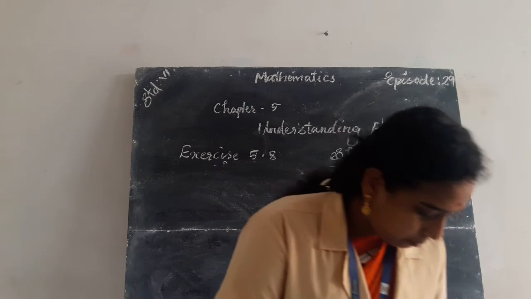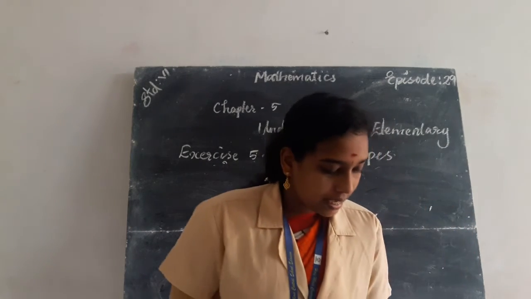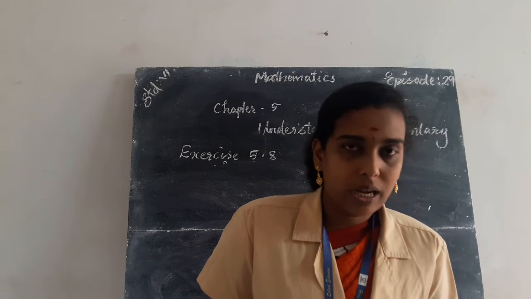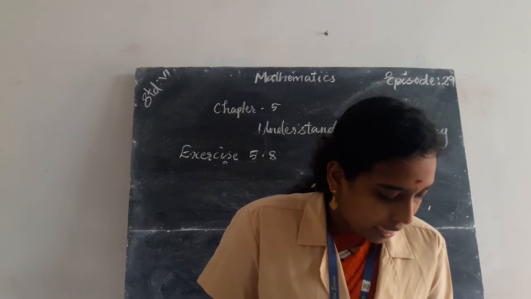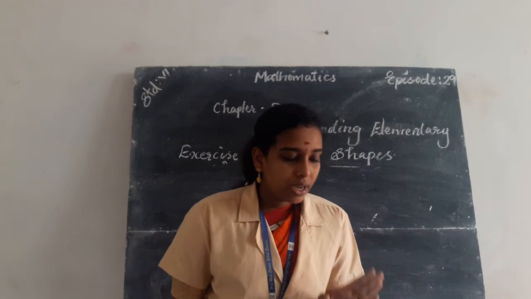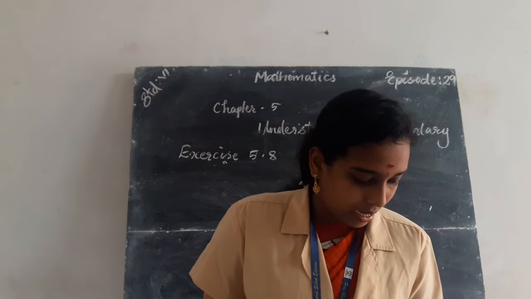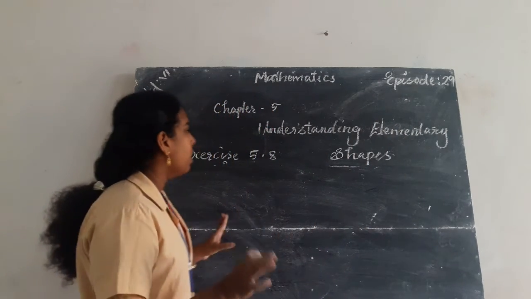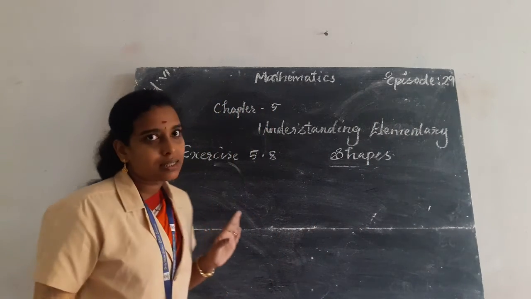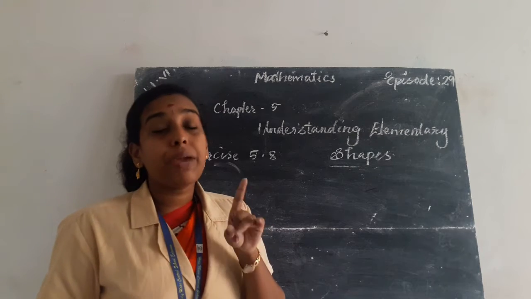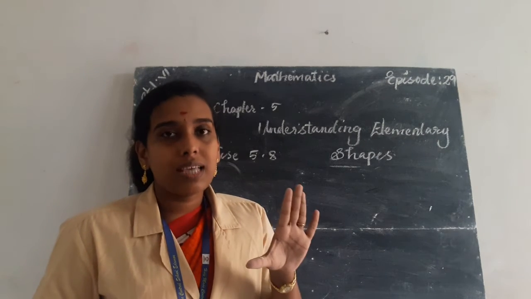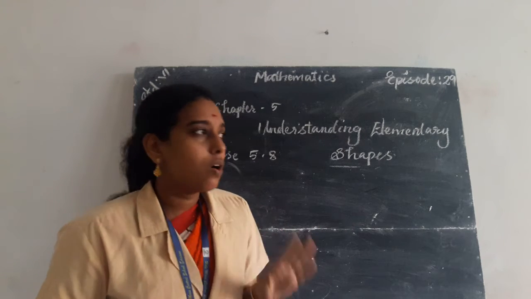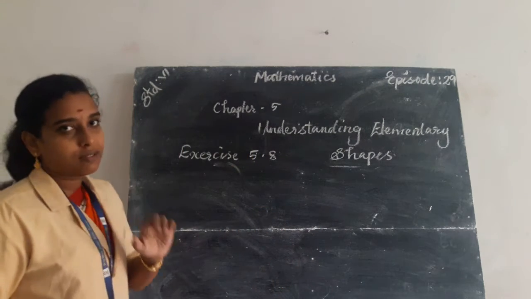The next question. A diagonal is a line segment that joins any 2 vertices of the polygon and is not a side of the polygon. So draw a rough sketch of a pentagon and draw its diagonals. Okay, so first you draw a polygon with how many sides? Draw a rough sketch of a pentagon. A polygon with 5 sides is called a pentagon. So first you draw a polygon with 5 sides.